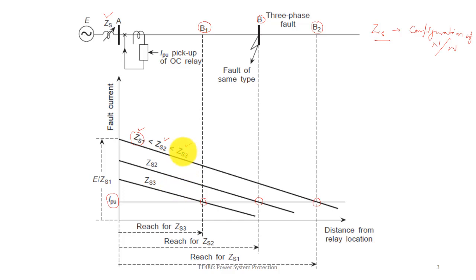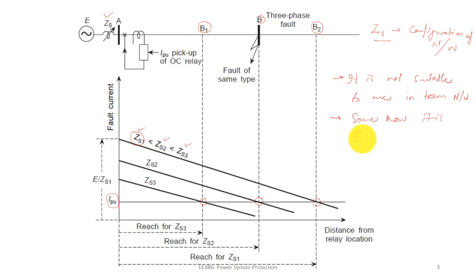Now with this kind of consideration, it is not suitable to use this overcurrent relay in transmission network. So it is not suitable. Why is it not suitable to use in transmission network, but somehow it is suitable?